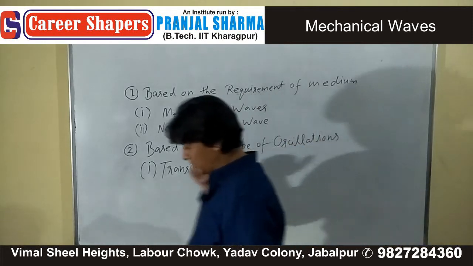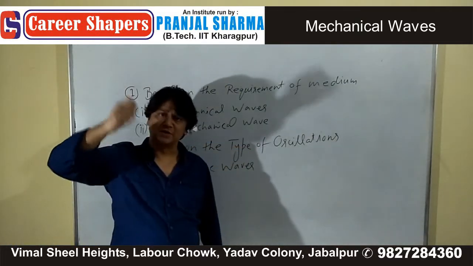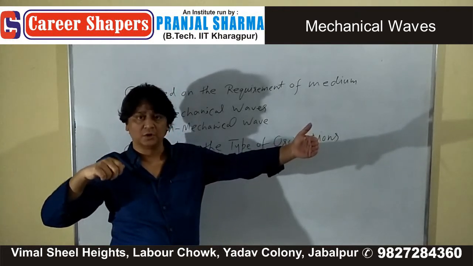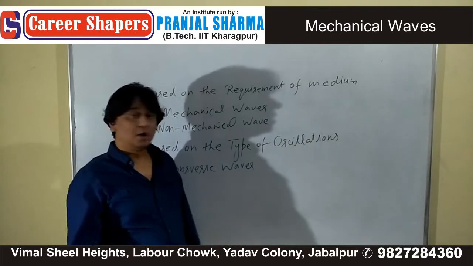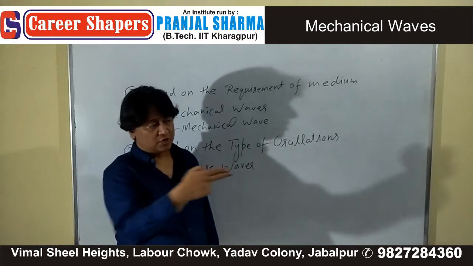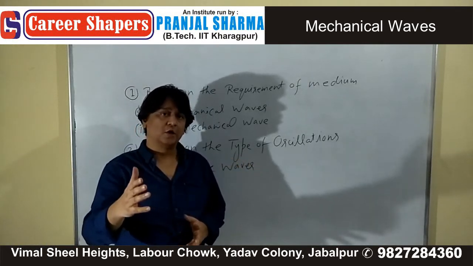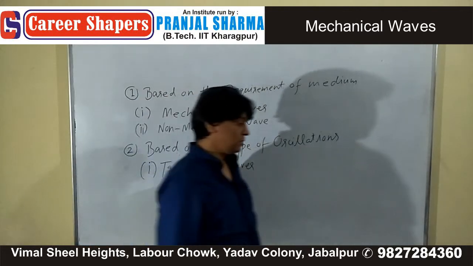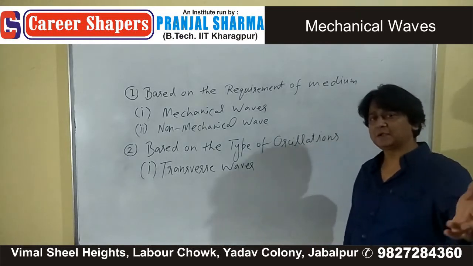What are the examples of transverse wave? You have a rope and you produce disturbance in the rope. Then this disturbance moves in this direction, but all the particles of rope, they are oscillating in this direction. When you have light, if light is traveling along the x-axis, then electric field, it oscillates along y-axis, and magnetic field, it oscillates along z-axis. We'll see that in 12th.